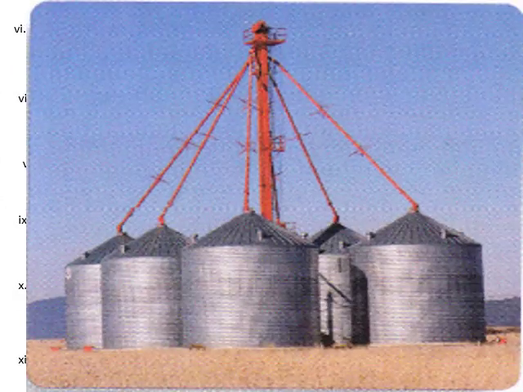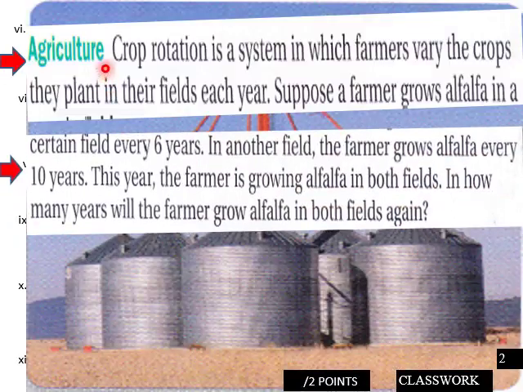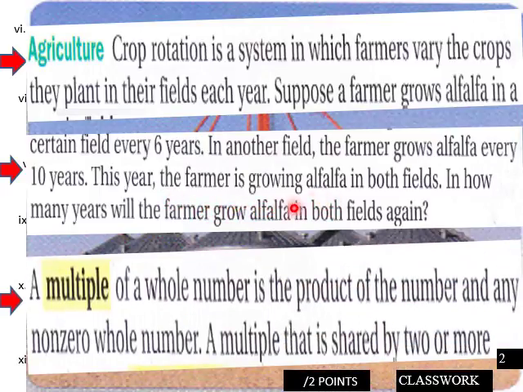Okay, into our lesson today. Crop rotation is a system in which farmers vary crops. Suppose a farmer grows alfalfa in a certain field every 6 years, and another field every 10 years. This farmer is growing alfalfa in both fields. How many years until the farmer will grow alfalfa in both fields again?